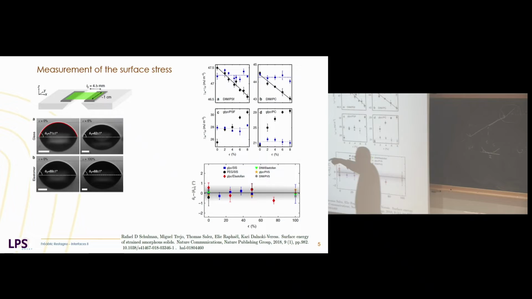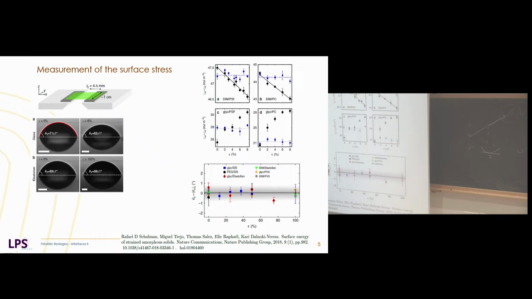They put a film in between two plates, they pull on the film and they make droplets. Here it's a polycarbonate, so that's a glassy polymer, and they use, I don't remember the liquid, but it's probably a water-glycerol mixture. They put a droplet of liquid. They say that the hysteresis is not too high due to the fact that their surfaces are smooth enough. They measure this contact angle, and then they pull on the polycarbonate. When they pull on the polycarbonate, what you see is that they measure a difference in the contact angle.